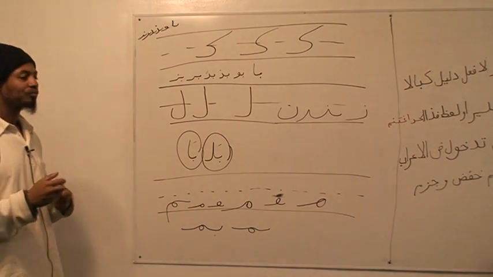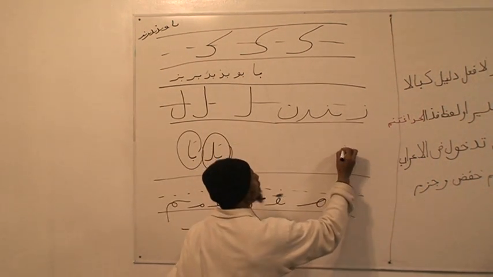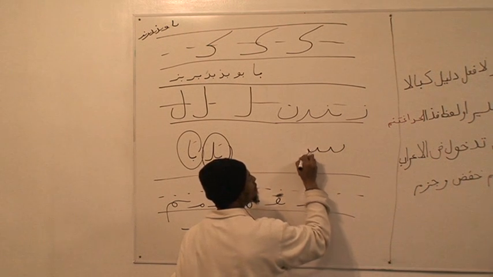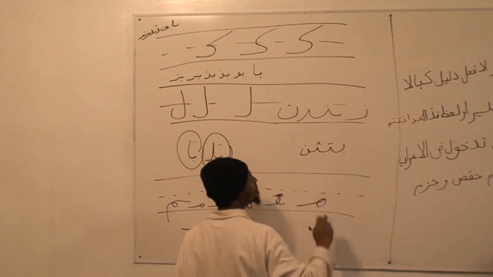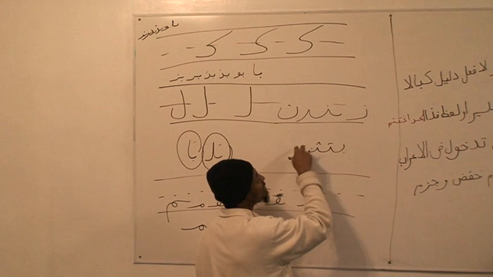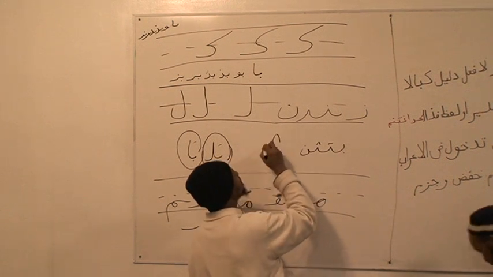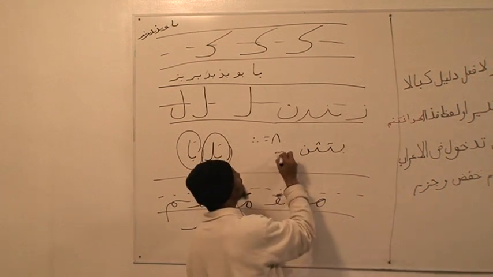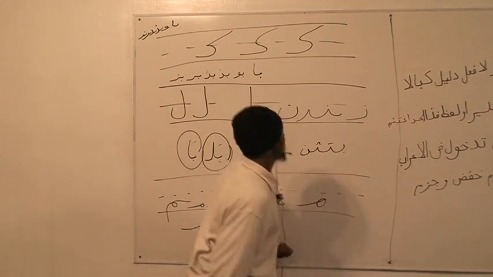That's noon. So I can go like this. I can say ba, ta, tha, noon. At the end. So I say ba, ta, tha, noon. You see that? Did I do anything different besides putting the dot? No. And this right here means this is equal to this. This right here, squiggly line, is equal to 2 dots. Do you understand?